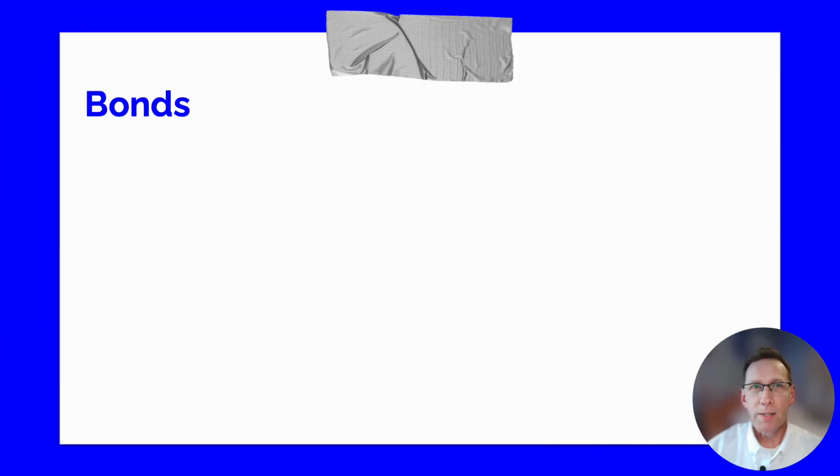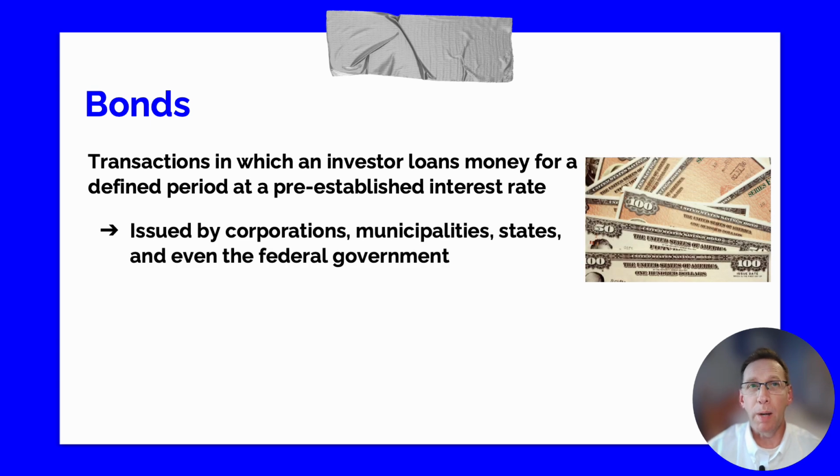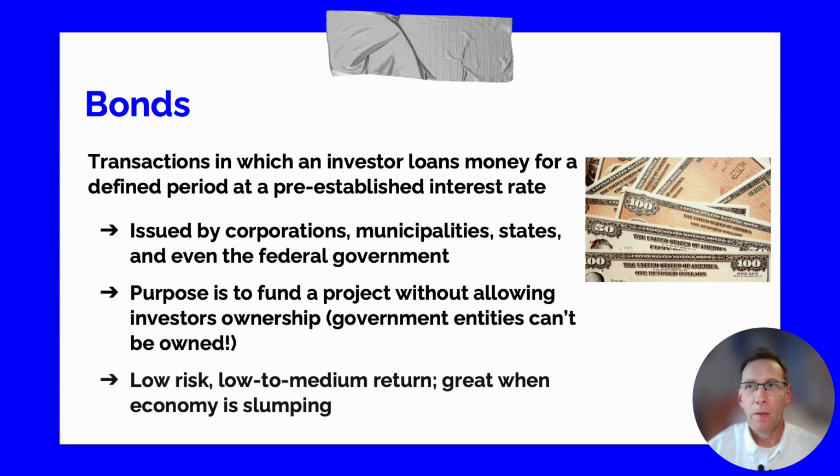Next are bonds. These are transactions in which an investor loans money for a defined period at a pre-established interest rate. They're most often issued by corporations, municipalities, states, and even the federal government. Their purpose is to fund a project without allowing investors ownership. Government entities can't be owned. They are often low risk, low to medium return, but they are great when the economy is slumping, when it's slower.